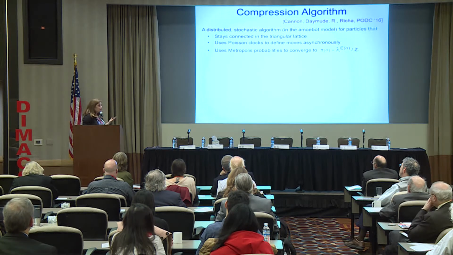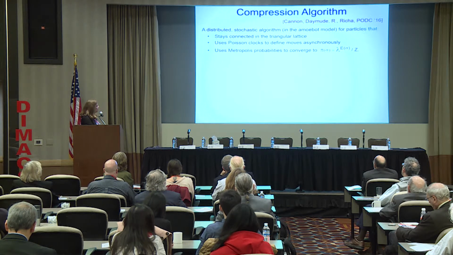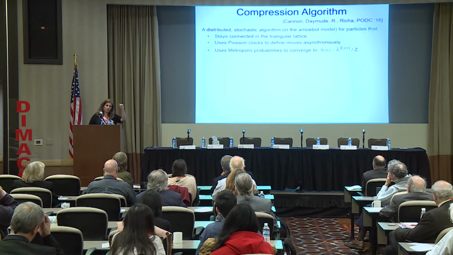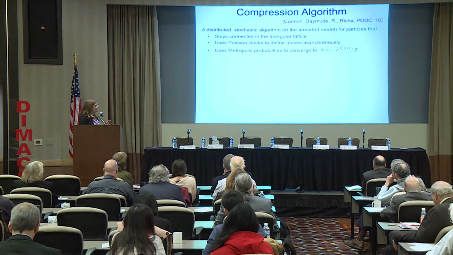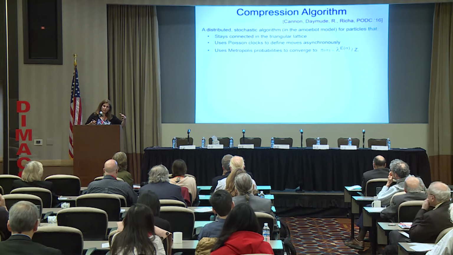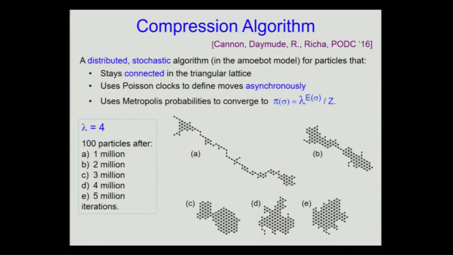We use Poisson clocks for particles to wake up and move asynchronously. And finally, we use what's called Metropolis probabilities that get this entire configuration to converge to the distribution which is lambda, for some given lambda, raised to the number of edges, so nearest neighbor particles. So just as Peter was showing before, when lambda is large, this is going to favor things that have more internal edges, and it suggests that it should be compressed, and in fact, this is what you get. So this very simple algorithm, where things are moving stochastically, they could increase the number of edges, but you want to favor things where they're compressed.